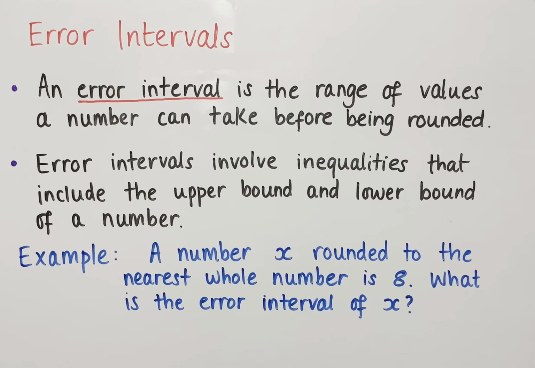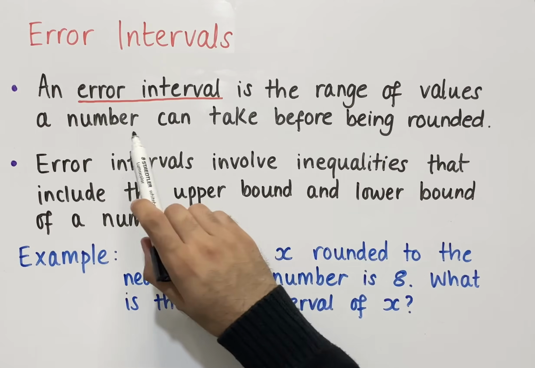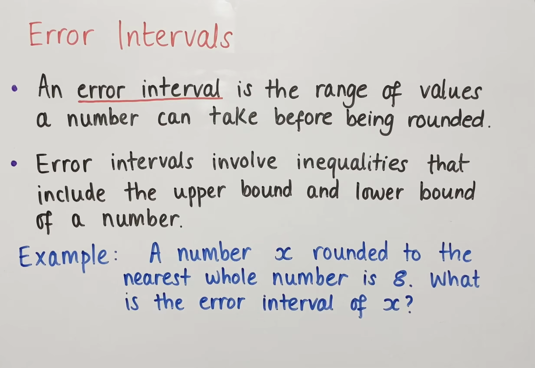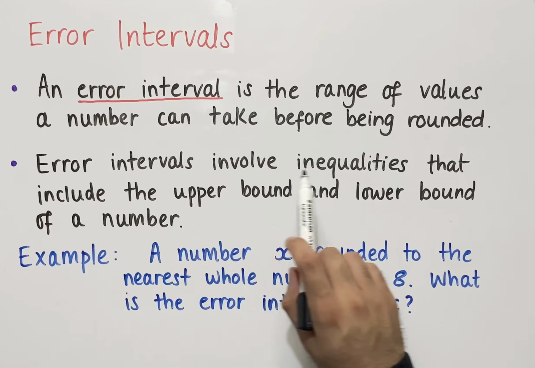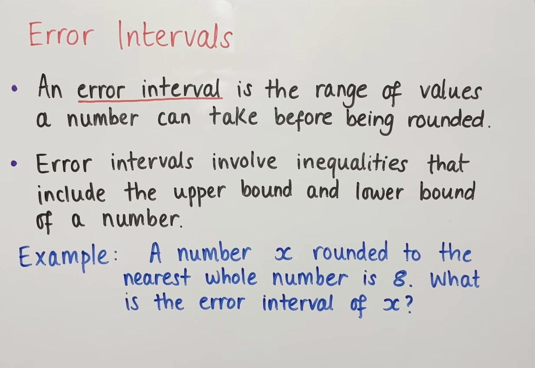Let's look at error intervals. An error interval is the range of values a number can take before being rounded. Error intervals involve inequalities that include the upper bound, so the biggest value a number can take before it is rounded, and the lower bound, so the smallest value a number can take before it is rounded, of a number.